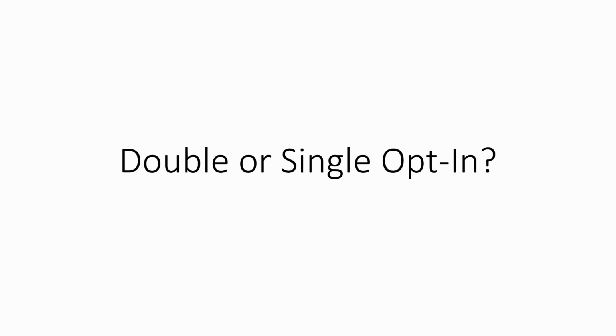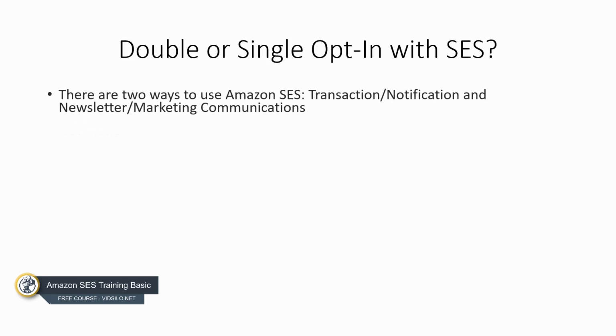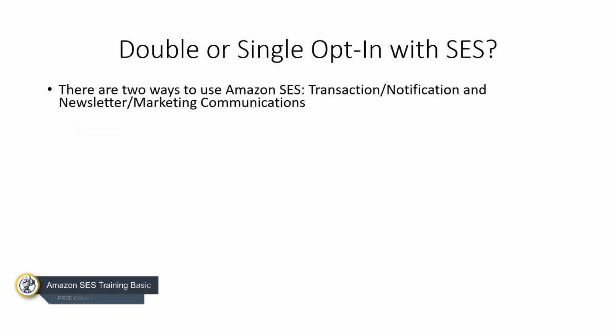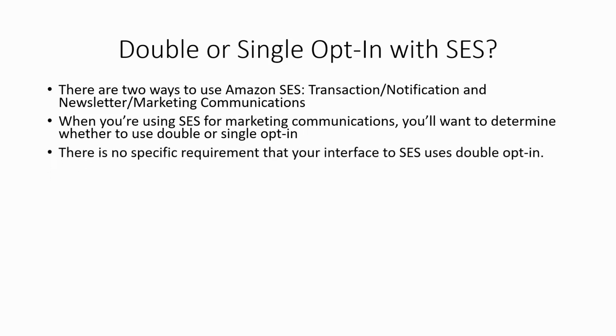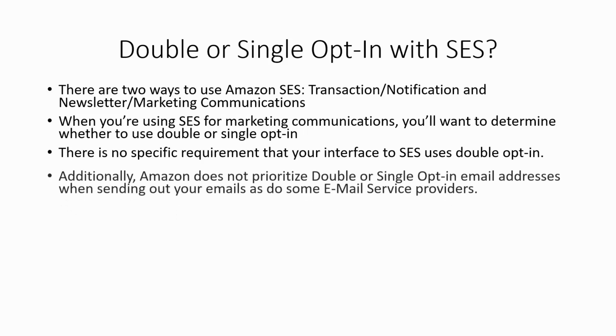Welcome back. You will be faced with the question of whether or not you must use double or single opt-in when it comes to Amazon SES. Now, there are two ways, obviously, to use Amazon SES: transactional or notification emails, or marketing communications. And when you're using SES for marketing communications, you will want to determine whether you're going to use double or single opt-in. There is no specific requirement that the interface you're using with Amazon SES uses double opt-in. So you can do single opt-in when you're using Amazon SES.